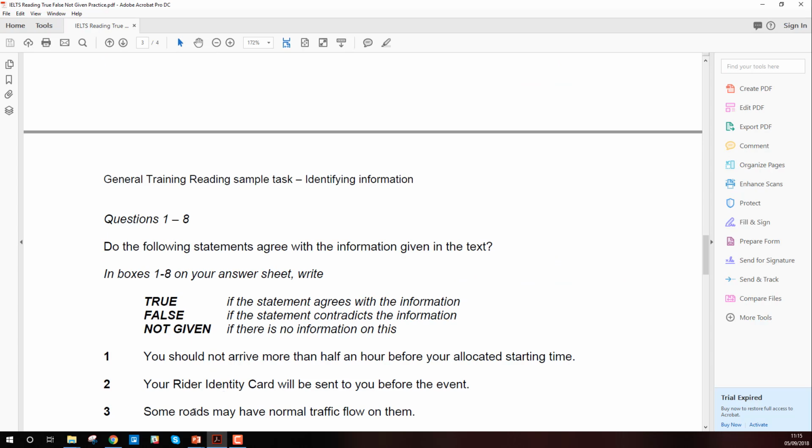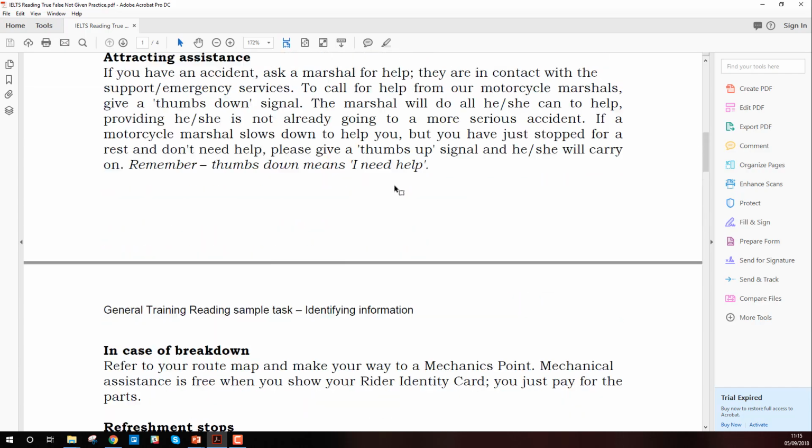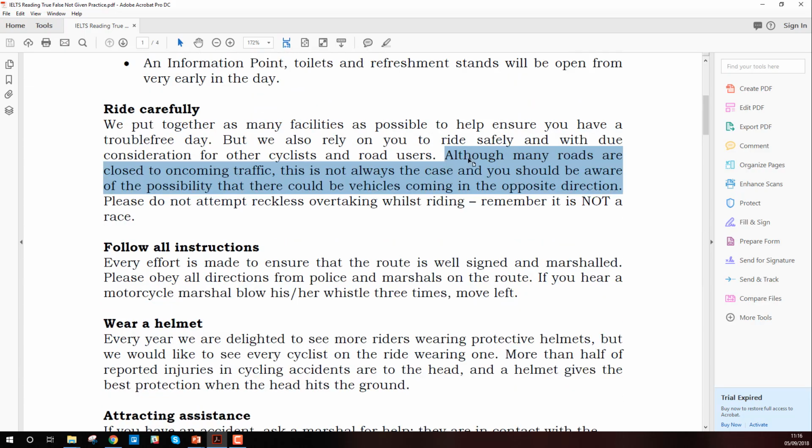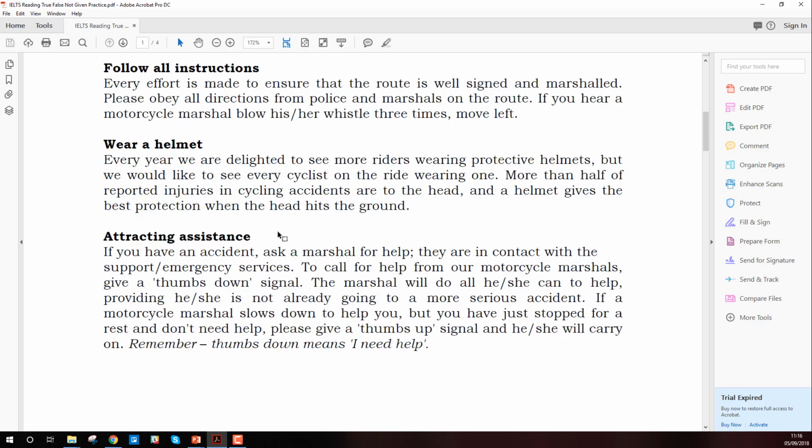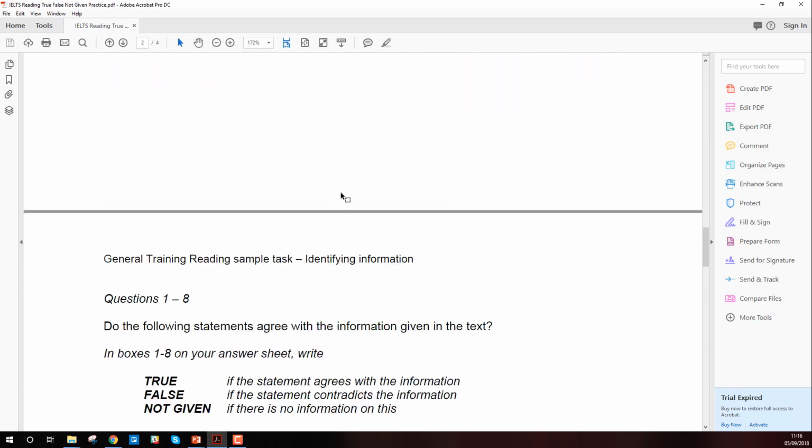So what does this say? Some roads may have normal traffic flow on them, so this one is true. That is a bit of a confusing one because they've tried to trick you with the although. It's not really a trick. I don't like that phrase trick, because it sounds like they're doing something evil. What they're doing is testing your ability to understand English. Imagine you're a doctor, and it says, although the blood test was normal, the patient's pulse showed that he was about to die. It's pretty important that you can understand English in this context.